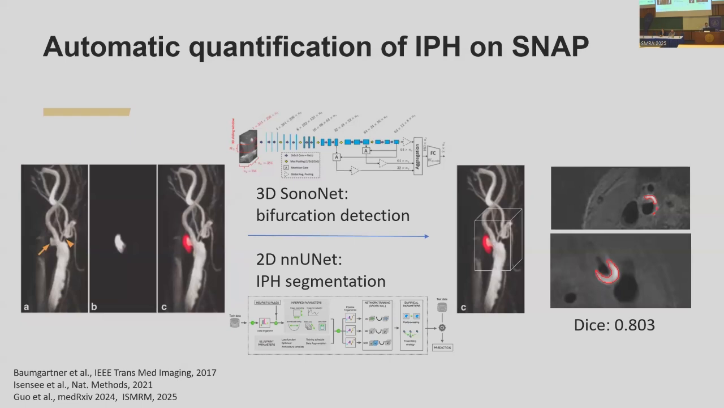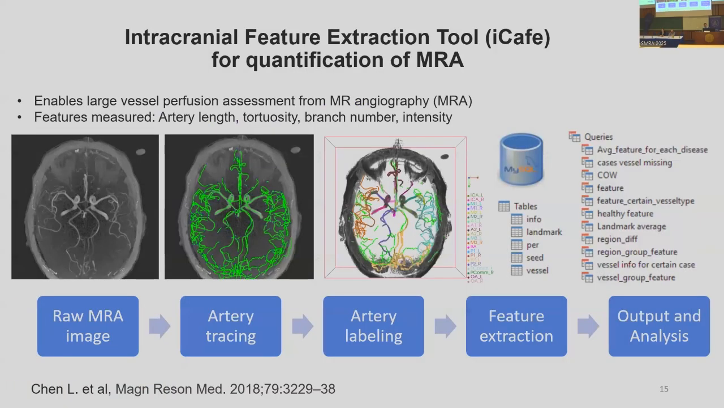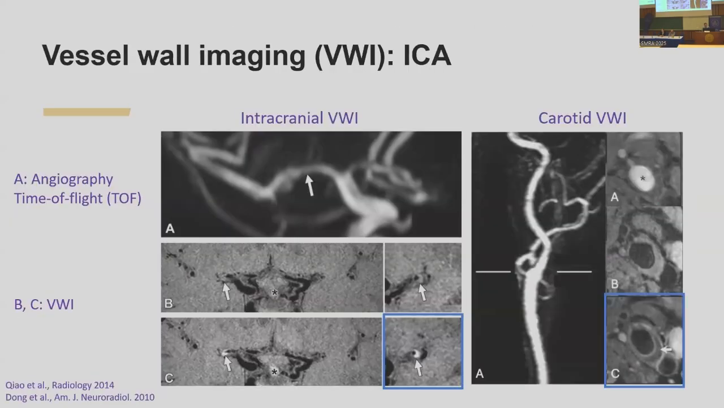So this is an automatic IPH detection. Therefore, it's a signal intensity based analysis tool. One more slide, sorry. And then the other thing I would like to summarize, as my time is running out, is that this technique is now also migrating into looking at intracranial arteries.